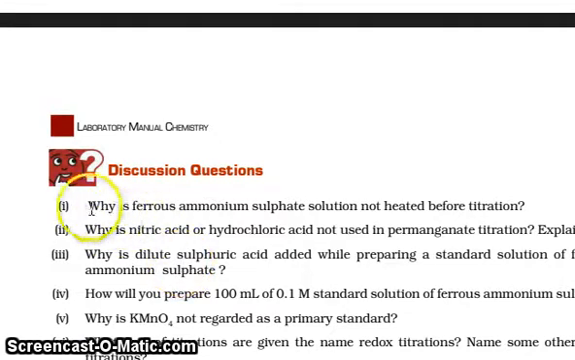Now discussion questions in the laboratory: Why is ferrous ammonium sulfate solution not heated before titration? Why are nitric acid and hydrochloric acid not used in permanganate titrations? Why is dilute sulfuric acid added while preparing a standard solution of ferrous ammonium sulfate? How will you prepare 100 ml of 0.1 M standard solution of ferrous ammonium sulfate? Why is KMnO4 not regarded as a primary standard? What types of titrations are given in the name redox titrations? Name some other redox titrations.